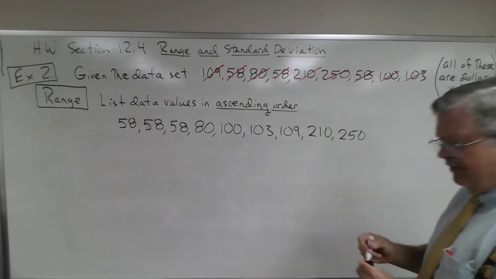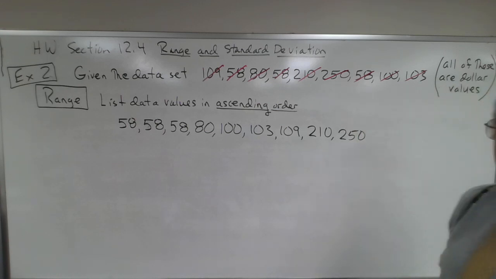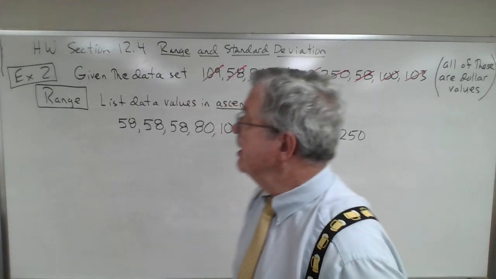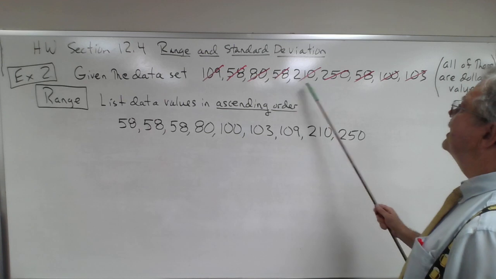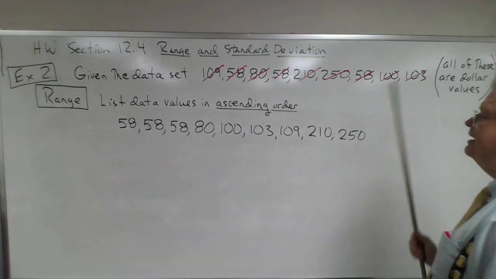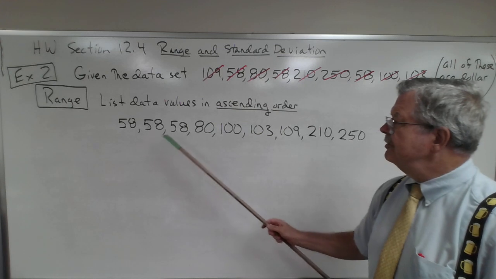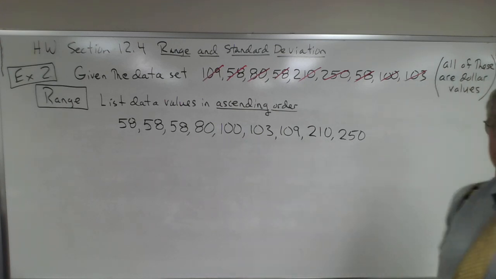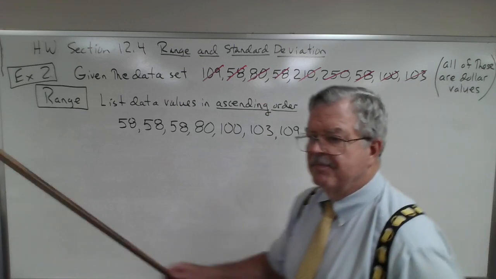Now, let me just make sure I did things right. I have all the data values crossed out here. So it looks like I've used them all and put them in proper order. But let's see, when I started, I had 1, 2, 3, 4, 5, 6, 7, 8, 9 data values. Is that what I have here? 1, 2, 3, 4, 5, 6, 7, 8, 9. Okay. Looks like I did this correctly.